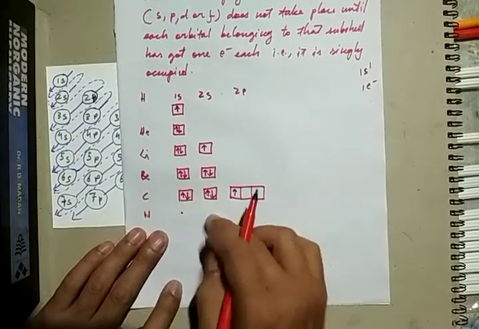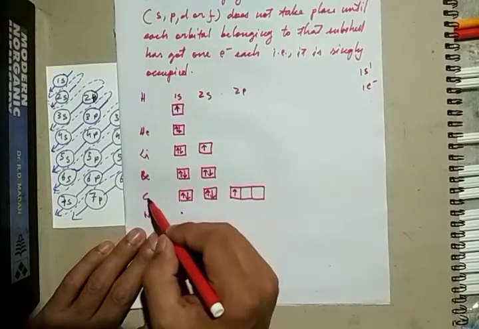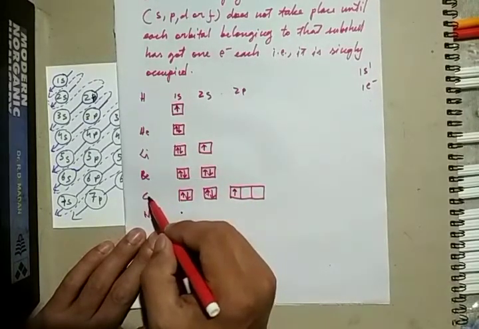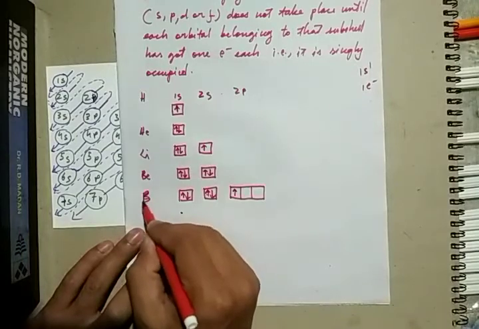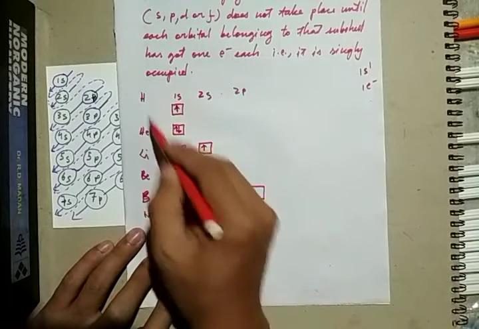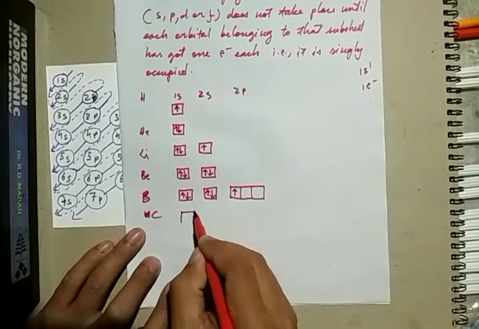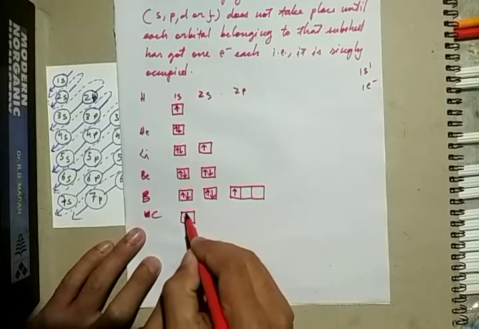Hydrogen, helium, lithium, beryllium, this will be boron, okay, not carbon. Hydrogen, helium, lithium, beryllium, boron, 1 2 3 4 5. Next will be carbon.